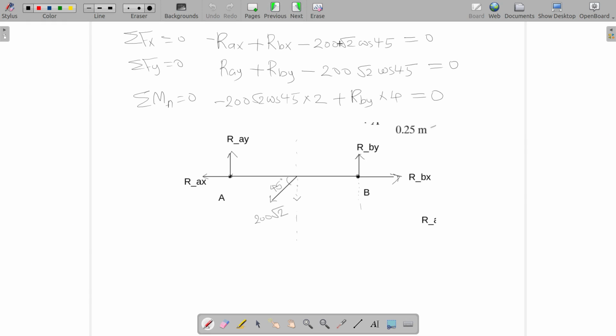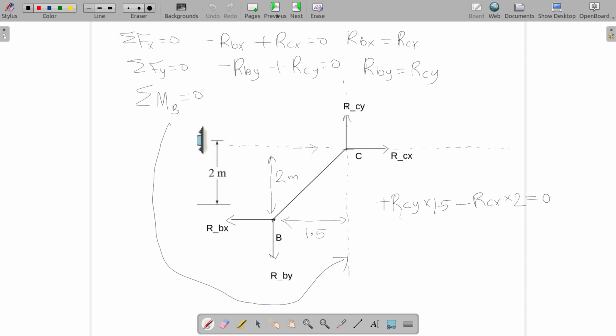You just need to... RBY we have already calculated, RAY we have already calculated. So the only things remaining here are RAX and RBX, and those can be found using this and this equation. You will get the solution very easily.